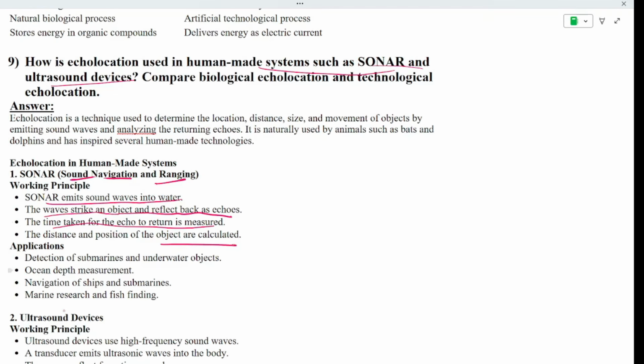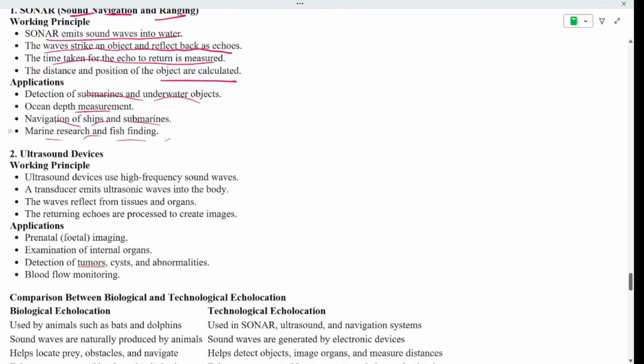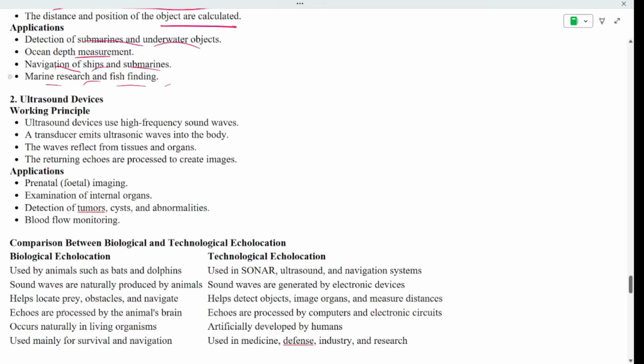Applications you can see are the detection of submarines and underwater objects, ocean depth measurements, navigation of ships and submarines, marine research and fish finding. They use this sonar, which is sound navigation and ranging. Ultrasound, I hope already discussed, uses high frequency sound entering the body, reaching tissues and organs internally, and the echoes create the images.